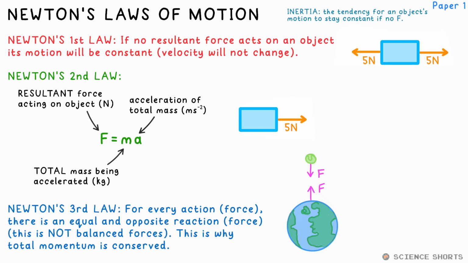Another example, if you have two ice skaters, if the guy skater pushes on the girl skater, there's an equal and opposite reaction force pushing back on him too. That's why they both move away from where they were.